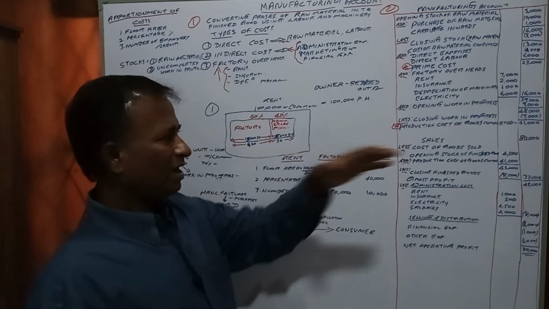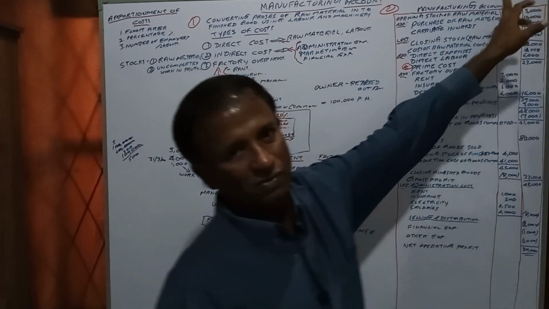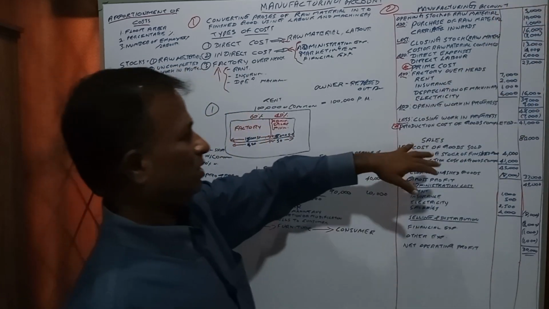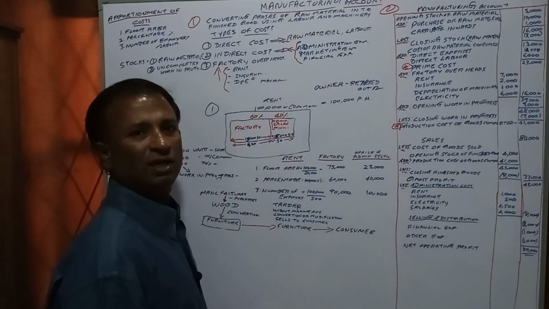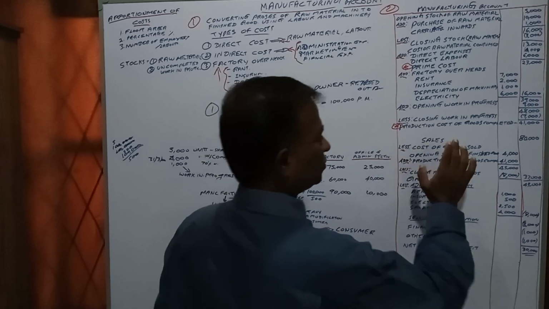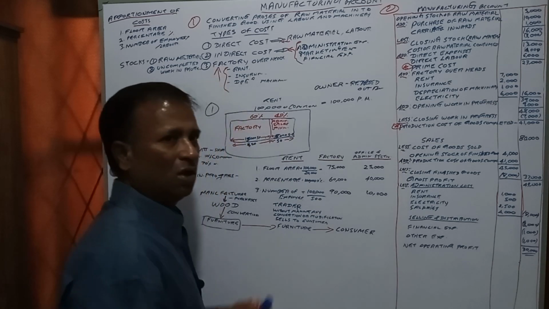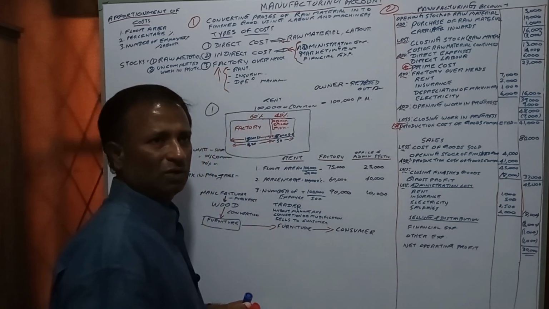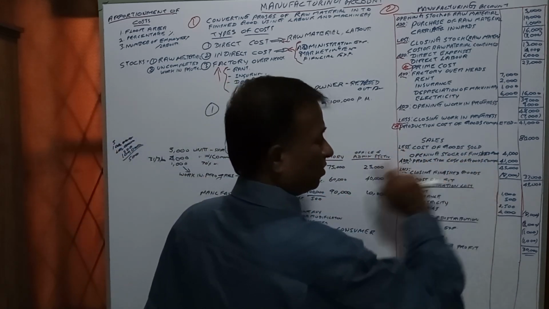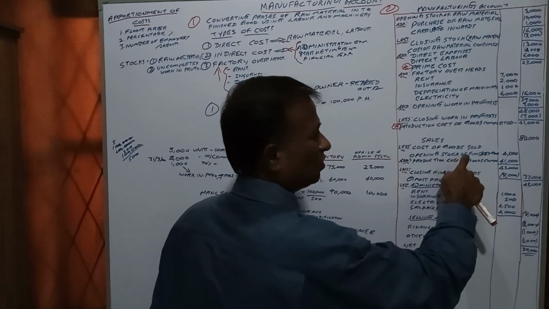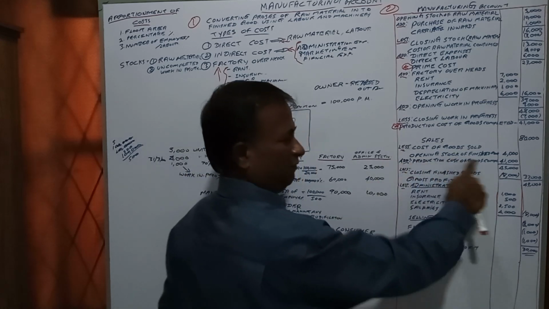Thereafter, we are coming to the trading account. This is the manufacturing, trading, profit and loss account, right? Sales is 80,000. Less cost of goods sold. What are the cost of goods sold? Here you will get opening stock of finished goods, that is completed goods, not the raw material.